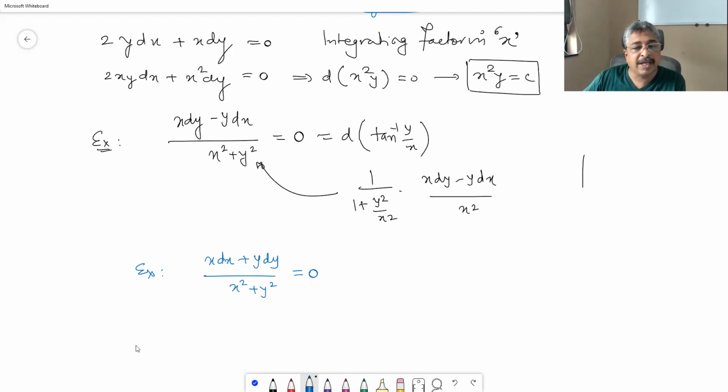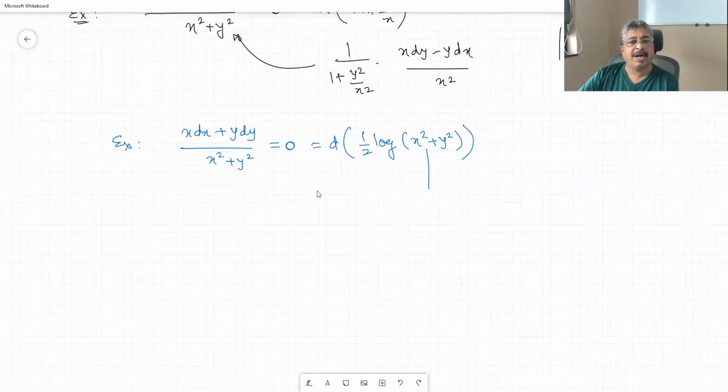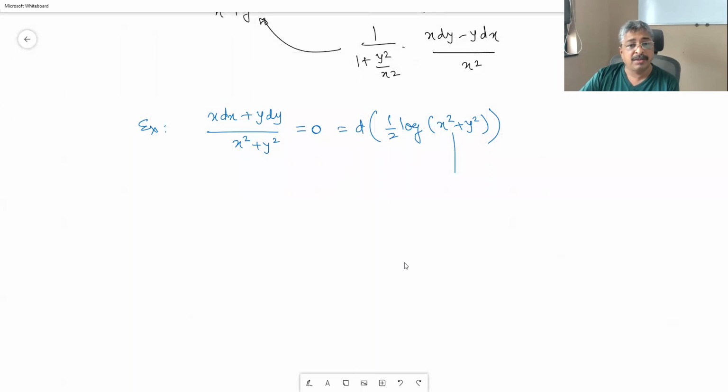Find out whether this is exact and whose derivative this is. This is relatively easier. Now this is the derivative of this function, half log x square plus y square. Okay, so now let us move. This is a good idea: multiplying by some term to make it exact, and the moment it is exact we can immediately find out the solution.